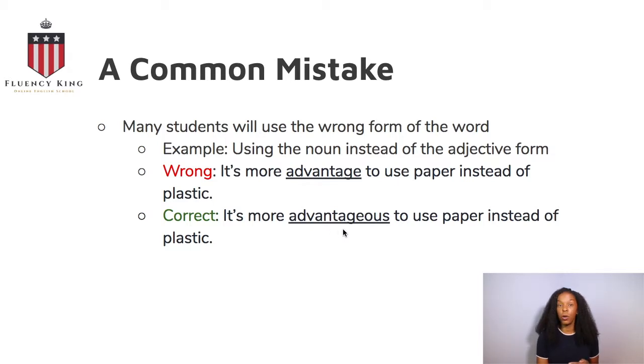The adjective form would be the correct word, because usually after the verb be is going to be an adjective. So I can say, I am happy, it is beneficial, it is advantageous. But now, let's try to practice this with different words.